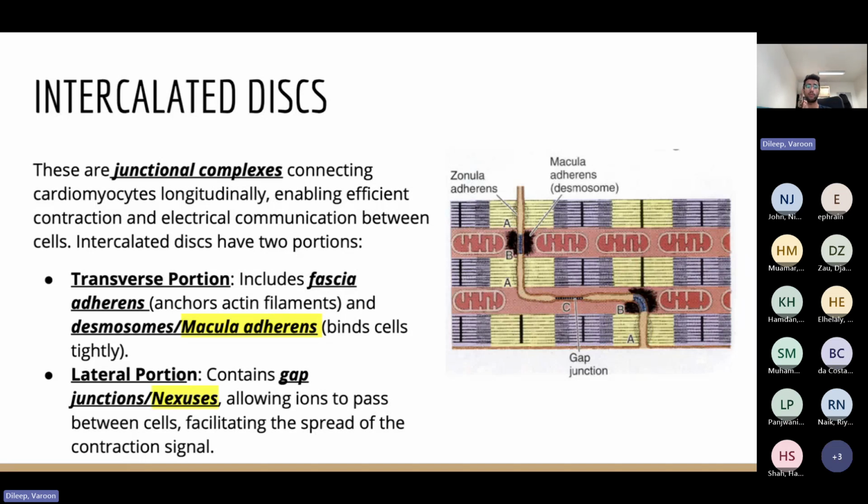intercalated discs. And the lateral portion contains gap junctions or nexuses, which allow the ions to pass between the cells and facilitate the spread of the contraction signal. So again, you can clearly see this on the image. This is the transverse portion. This shows the zonula adherens, and this shows the macula adherens, which is between the cardiomyocytes. And then this is the lateral portion.